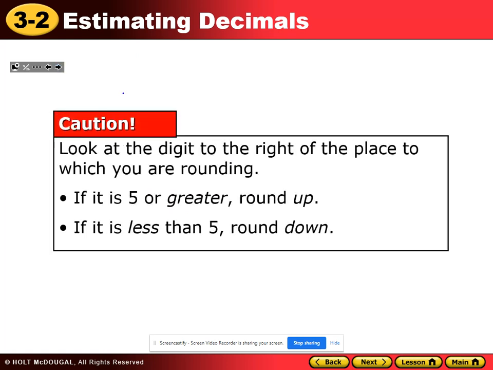All right? Look at the digit to the right of the place to which you are rounding. If it is 5 or greater, round up. If it is less than 5, round down. This is a rounding reminder. Hopefully you remember how to round. If not, this page, freeze it, will help you. All right?